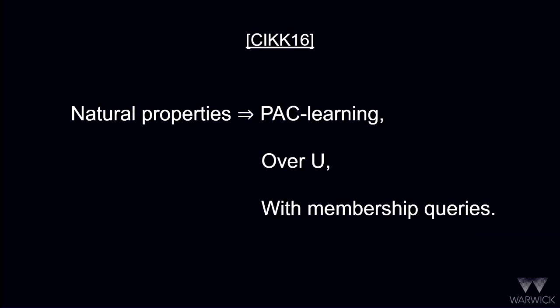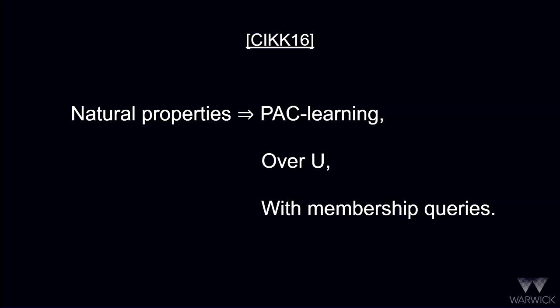Okay, so for a little bit of background, there's this 2016 work of Carmosino, Impagliazzo, Kabanets, and Kolokolova, which is, again, exploiting the pseudo-randomness learning connection that I was talking about. They show that if natural properties exist, in the sense of Razborov and Rudich, then you can PAC learn the same circuit class over the uniform distribution, and it'll require membership queries.